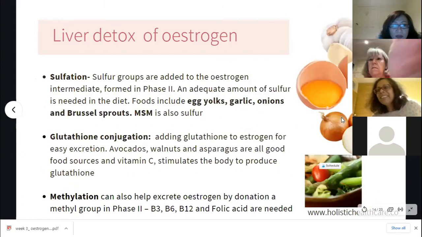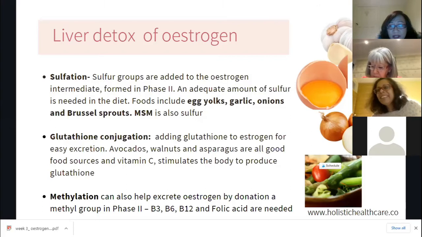Okay, so moving on, liver detox as well is sulfation. Sulfation is when a sulfur group is added to an estrogen intermediate, forming phase 2. So you need sulfur. Sulfur is a really important part of liver detoxification. Recently, I managed to find Himalayan rock salt that looks black. It's basically sulfur Himalayan rock salt. I mean, it absolutely stinks. It just smells like rotten eggs.